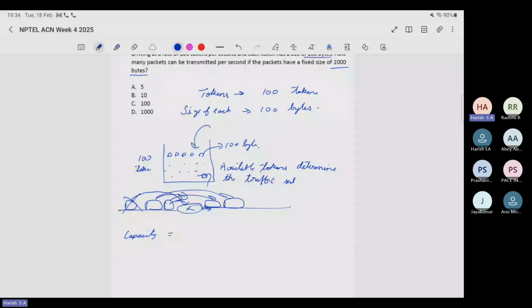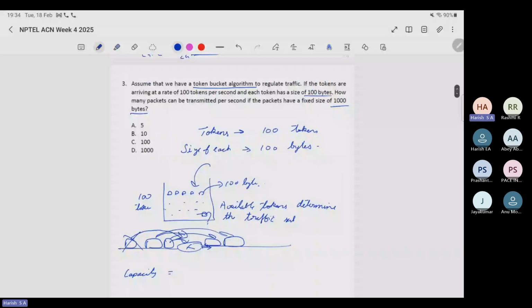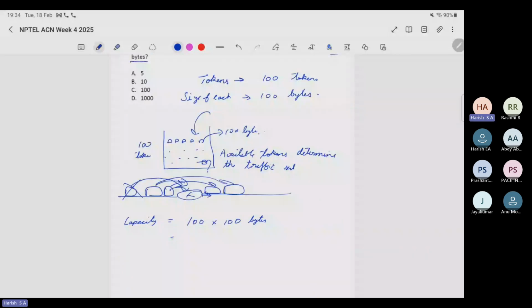Okay. So what is the capacity of this particular token bucket? This is 100 tokens into 100 bytes, which is 3, 4, 5 bytes. Correct. This is the total capacity of it.